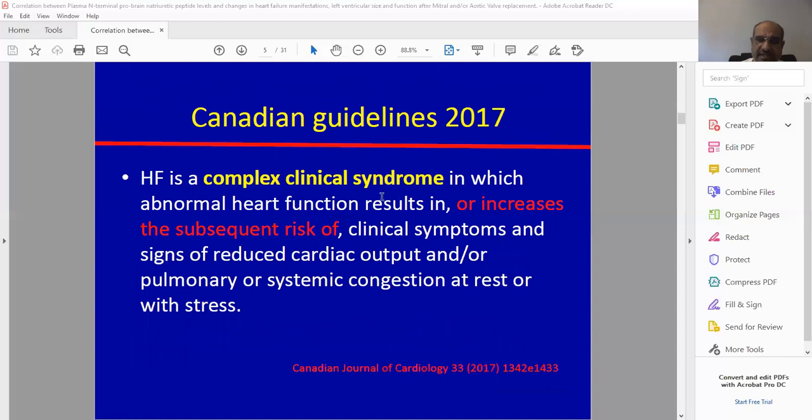The best and shortest definition now is the Canadian guideline definition in 2017, where they consider heart failure a complex clinical syndrome in which abnormal heart function, either functional or structural, results in or increases the subsequent risk of clinical symptoms and signs of reduced cardiac output and/or pulmonary or systemic congestion at rest or with stress. So the patient might be asymptomatic at rest, and once he starts exercising, he starts to show symptoms.